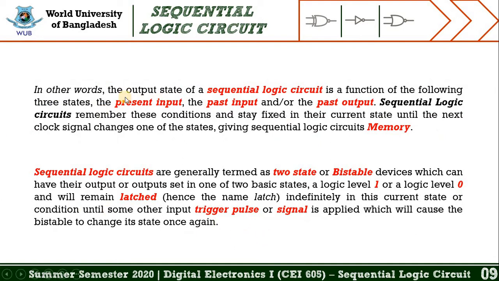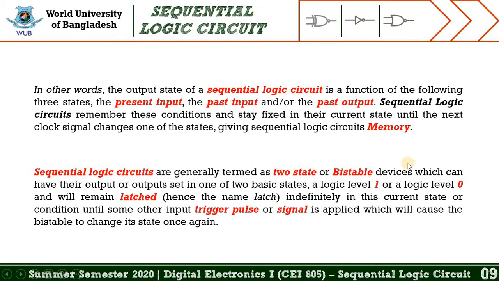In other words, the output state of a sequential logic circuit is a function of the following three states. Number one is the present input, second one is the past input, and last one is the past output. Well, sequential logic circuits remember these conditions and stay fixed in their current state until the next clock signal changes one of the states, giving sequential logic circuits memory.